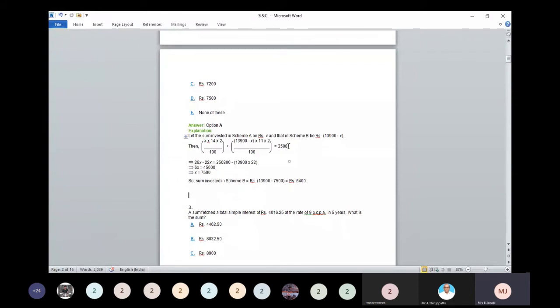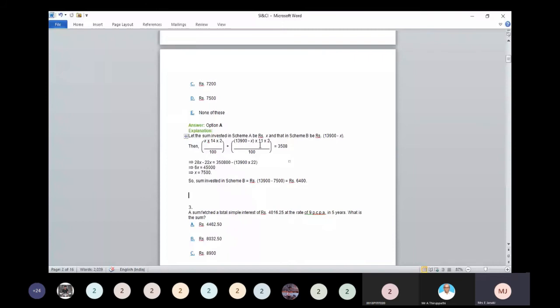3,508 into 100. So you get 3,50,800. This is your right side value. And on the left side, 14 into 2 is 28, so 28 into X, so 28X minus. Keep only the X term on the left side. So 11 into 2, 22, 22 into X, minus 22X. So 28X minus 22X equal to, so already you have the right side term as 3,50,800, and then the remaining amount without the X term. Which one?